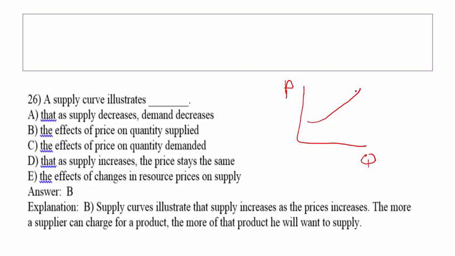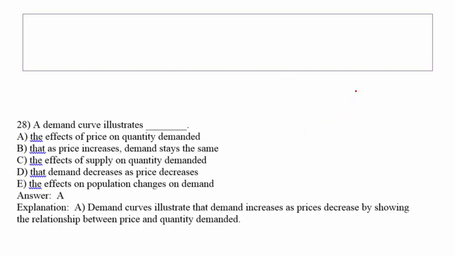Take a look at this one then: the demand curve illustrates the effect of price on quantity demanded. Again, price and quantity. I'm not sure I like where I wrote the label for price, so let's write that over here. What happens? The lower the price, the more the quantity demanded, right? I might show you a question on the exam.